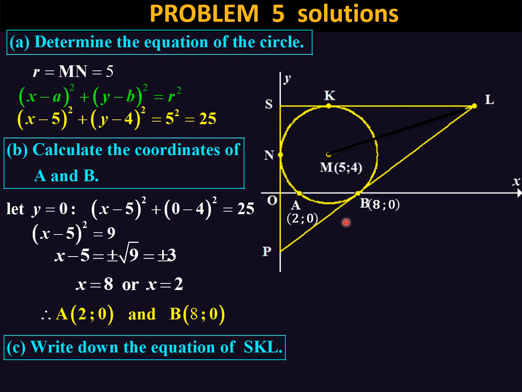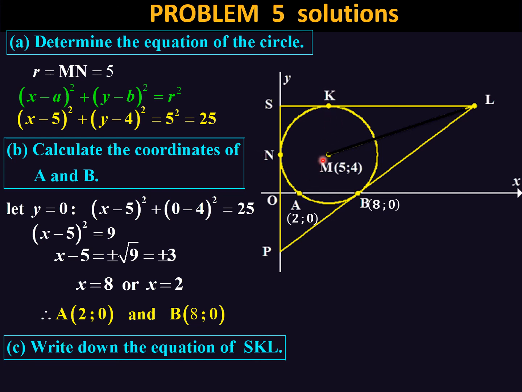Now let's look at our next question. Write down. See, write down means it shouldn't be that difficult. The SKL, remember SKL is parallel to the x-axis, so its gradient is 0. So I just need to get y equal to, what is the y? If I can get K's coordinates, you know what's the radius here?